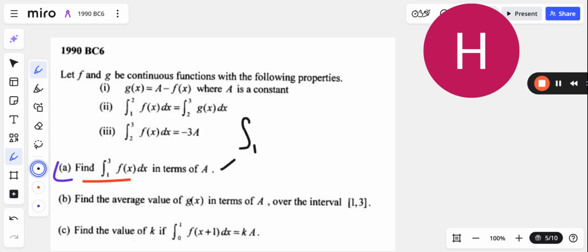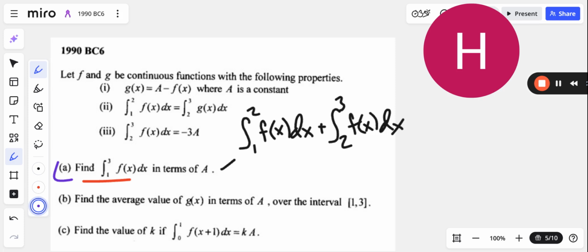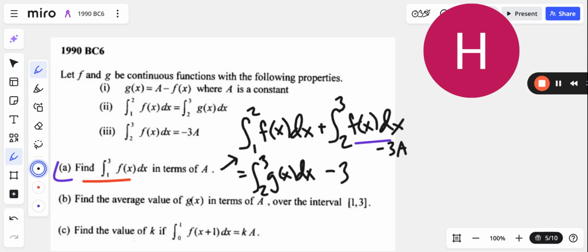So here we go. I'm going to say the integral from 1 to 2 of f of x plus the integral from 2 to 3 of f of x. And we already know what this part is equal to: negative 3a. Whereas the integral from 1 to 2, we're going to have to rewrite as the integral from 2 to 3 of g of x. And then we have minus 3a.